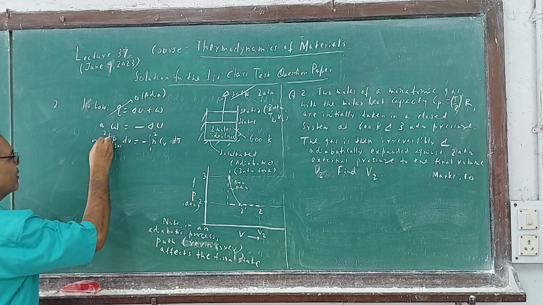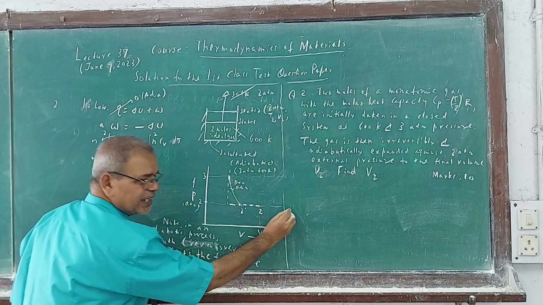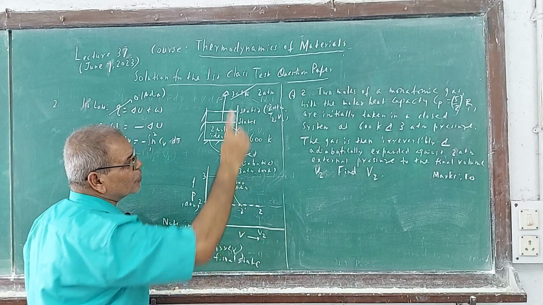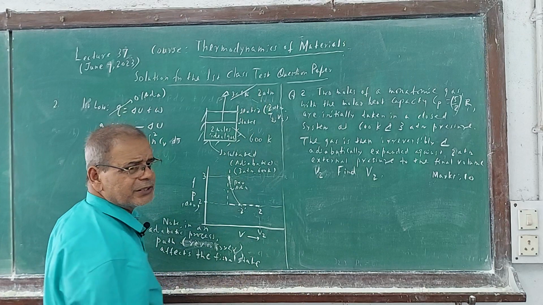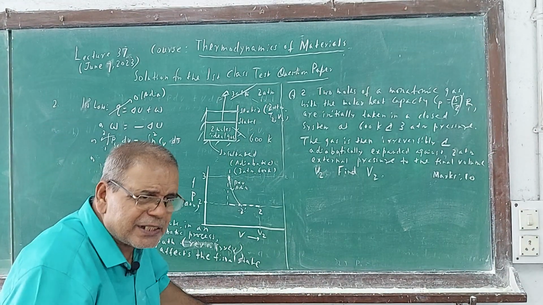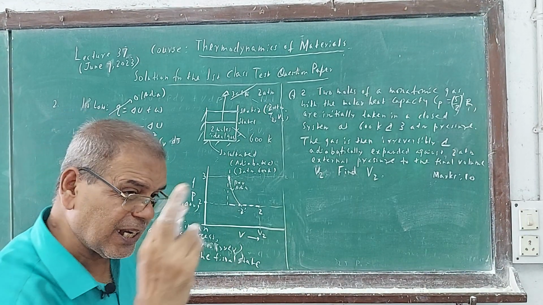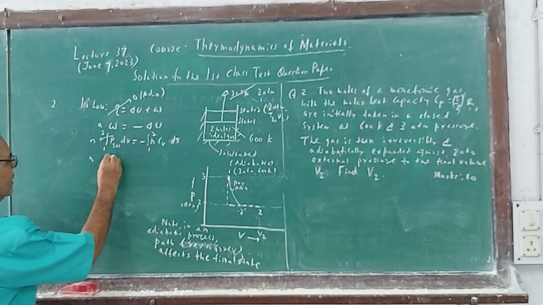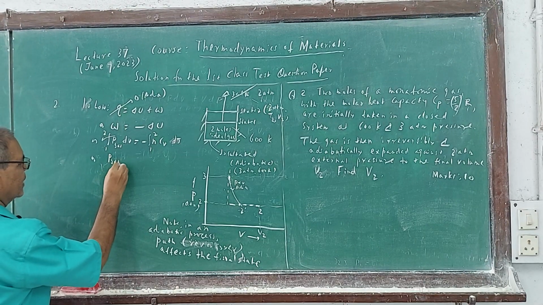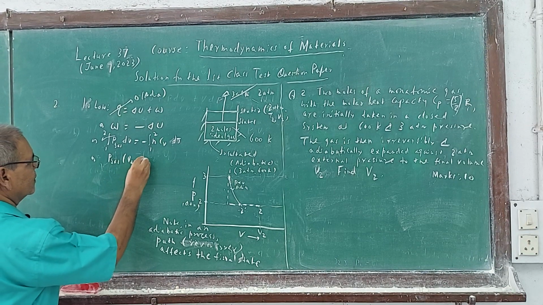P external is a constant here, and the work is done against it. It is not a constant pressure process, it is a variable process going from state 1 to state 2, but the work is done against a constant external pressure. So P external can be taken outside, giving P external times V2 minus V1.